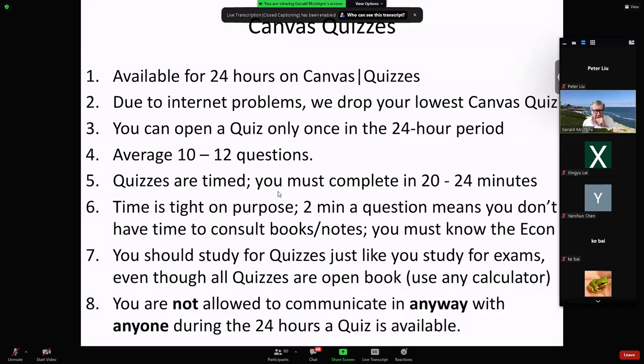Understand? You are not allowed to communicate in any way with anyone in the universe during the 24 hours a quiz is available. That means you cannot communicate with any of your classmates, nor the TAs, nor me. You're on your own during that period.